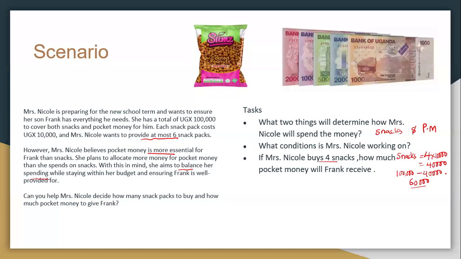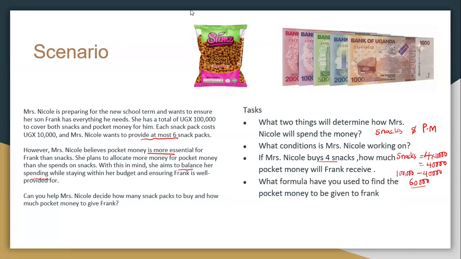I summarize. Okay. So basically, they gave us a total of how much she wants to spend in everything, and they said that one packet of snacks is 10,000, but she wants to buy 4 snacks. So you multiply that and get the total amount of money you're going to spend on your snacks. And then to find out what the pocket money is going to be, because she has to spend both snacks and pocket money, you're going to deduct 40,000 from the 100,000, where you get 60,000. So 60,000 will be her pocket money. Okay. Thank you.